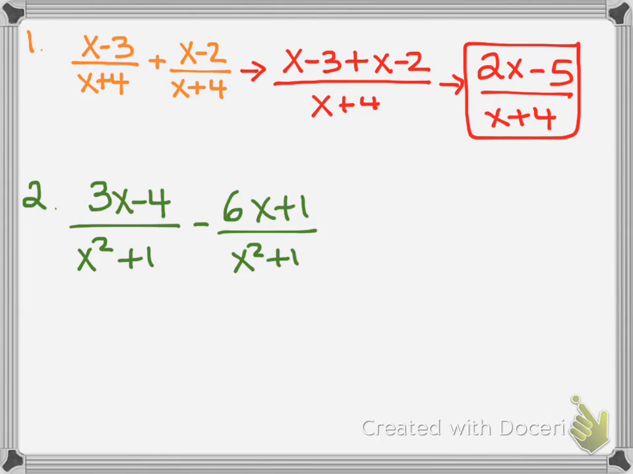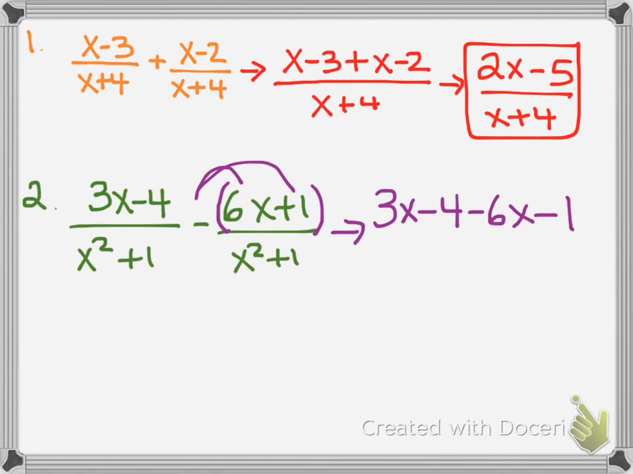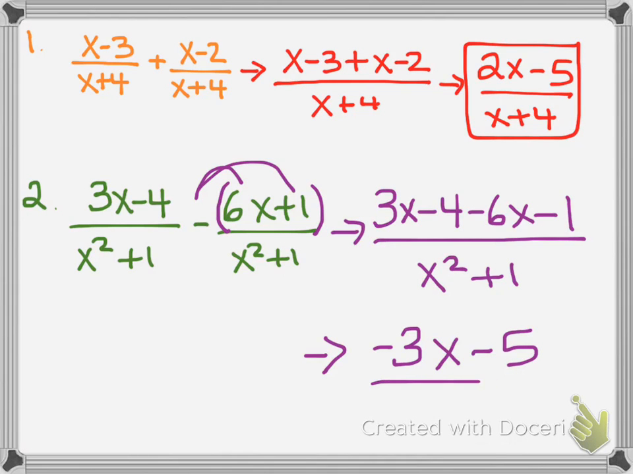Number 2 is also really nice because it also has the same denominator, so we can just go ahead and subtract these. But for all subtraction problems, you have to be careful because since this is a quantity, we need to distribute this negative. So it's actually going to turn into 3x minus 4 minus 6x minus 1 all over the denominator. Now we simplify, and this will become negative 3x minus 5 all over x squared plus 1.